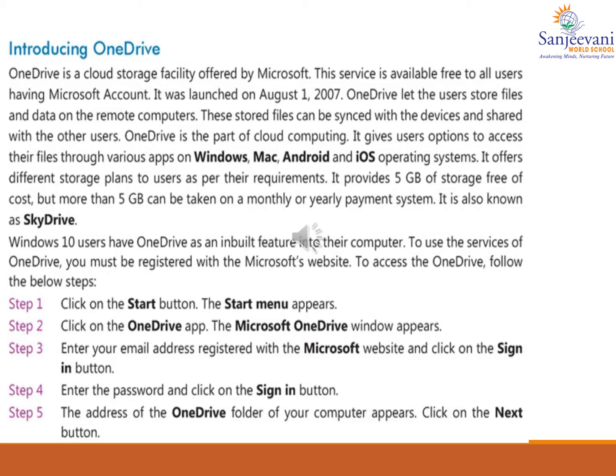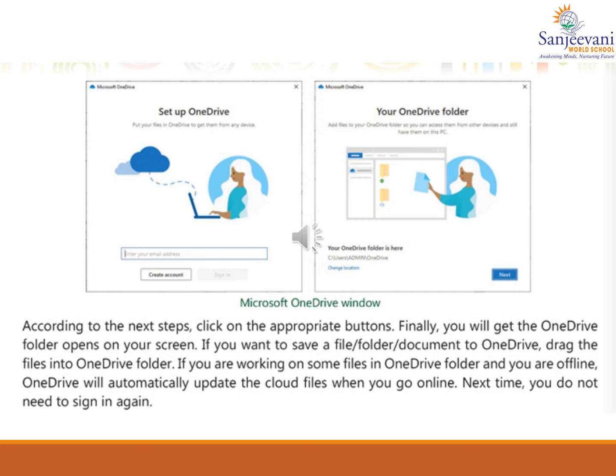The address of the OneDrive folder of your computer appears. Click on the Next button. According to the next steps, click on the appropriate buttons. Finally, the OneDrive folder opens on your screen. If you want to save a file, folder or document to OneDrive, drag the files into the OneDrive folder. If you are working on some files in the OneDrive folder and you are offline, children, then OneDrive will automatically update the cloud files when you go online.